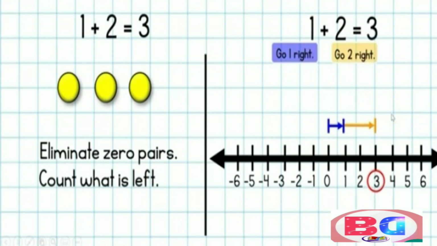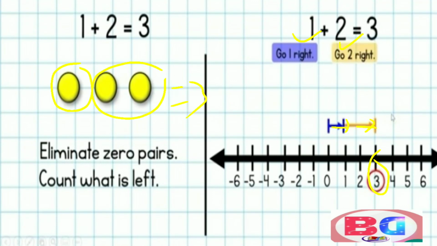Suppose we take only 2 positive integers. One yellow is an indication of a positive integer and 2 yellow are also positive integers. Both have the same color, so the total value of 1 and 2 becomes 3. On the number line, for 1 we proceed toward the right side, and for 2 we also proceed toward the right side.